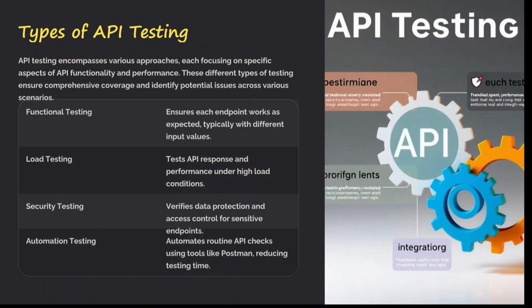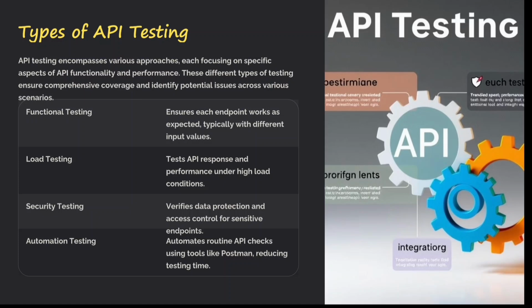There are some types of API testing. First is functional testing. In functional testing we ensure that our endpoint works as expected, by checking the response with the help of different input values. Another is load testing, for which we mostly use tools like JMeter and LoadRunner. We give a high number of API requests, bombarding the server, and try to get the API response under high load conditions.